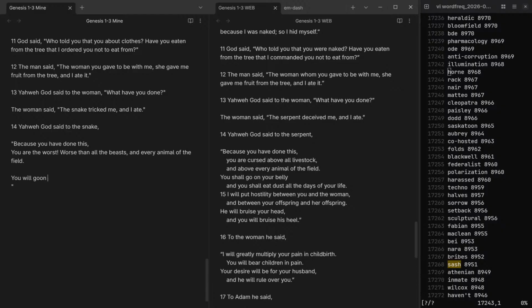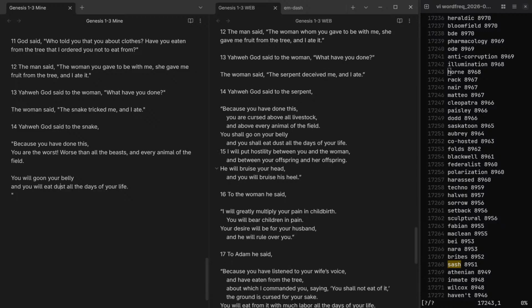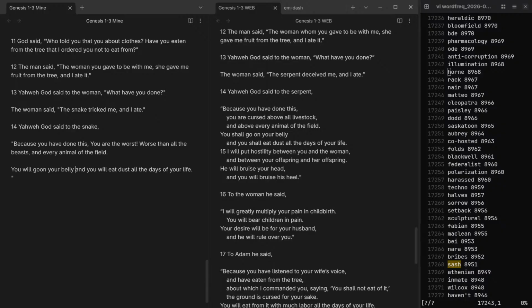You will go on your belly, and you will eat dust all the days of your life. It's like a poem. I'm not going to do it that way. I'm not going to make it like a poem because I'm changing the words so much, it can't line up the same way.